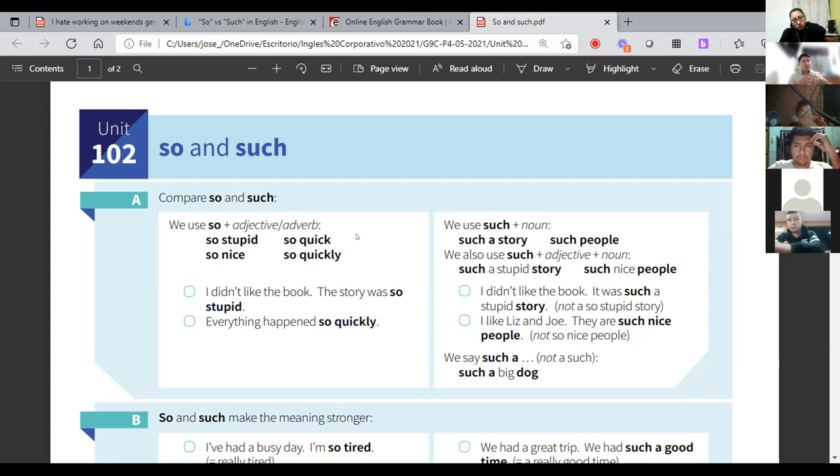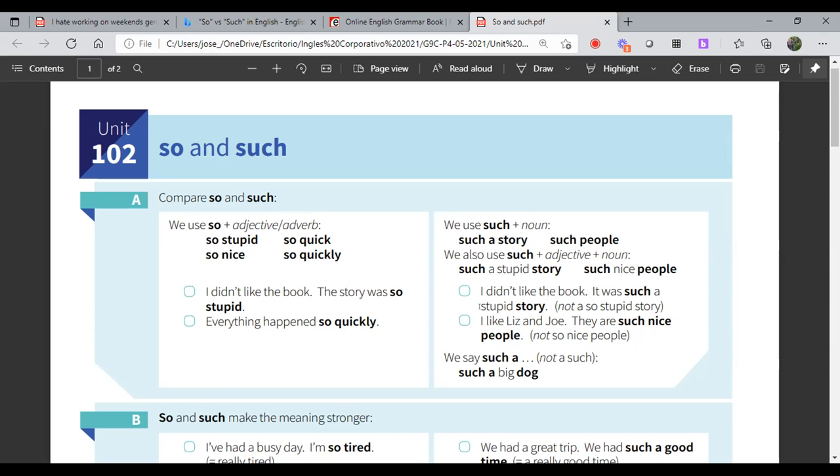Yo le digo, ok, this is so interesting. Right? Esto es muy interesante. Pero digamos que usted me está diciendo algo, contándome algo que le pasó. Yo le digo, that is such an interesting story. Me refiero, ¿verdad?, en realidad a lo que estamos hablando, especificando. Ok. But we're going to see some examples over here. Take a look.